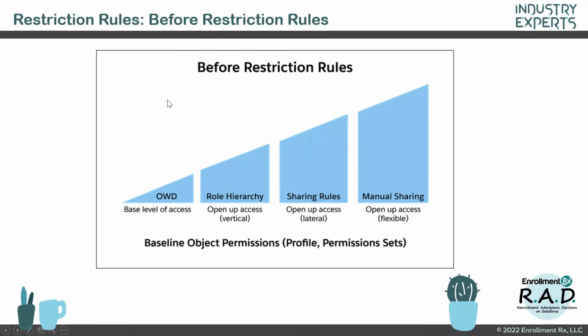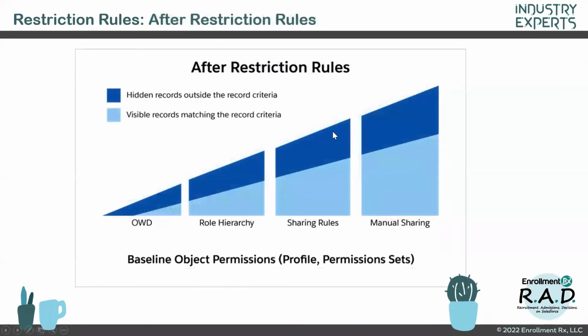Now, once restriction rules are in play, this is the difference. It's the same baseline hierarchy here, but now you have this extra layer that basically hides records outside the criteria. So this top blue line allows you to restrict which records are within each one of these buckets, which is a fairly new concept to Salesforce functionality overall. We'll talk about that in a scenario in a minute, but I think it is unique enough to highlight.